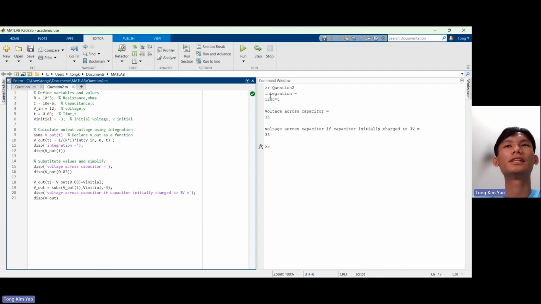So the integration result is 1200t, and the voltage across the capacitor after 30 milliseconds, before considering that the capacitor is initially charged to 3 volt, is 36 volt. If the capacitor is initially charged to 3 volt, the voltage output across the capacitor after 30 milliseconds is 33 volt.